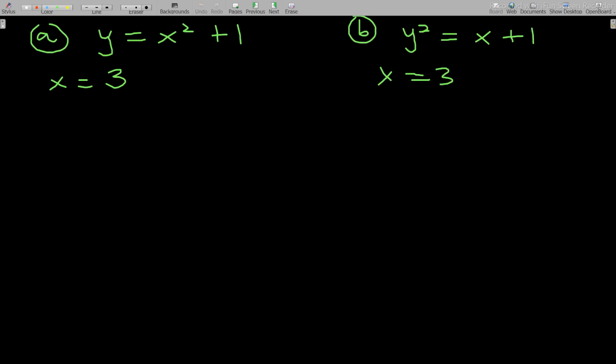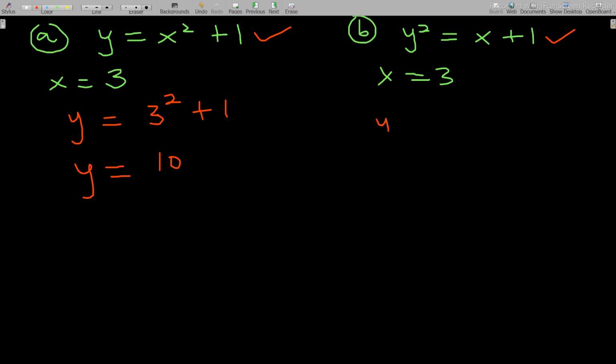All right, so this is the first equation, this is the second equation. Let's try to plug in our value of x there. If I plug x in this, wherever I see x, I just plug in 3 and I'll get 3 squared plus 1. That gives 9 plus 1, which is 10. So y is equal to 10. Very simple, like that.